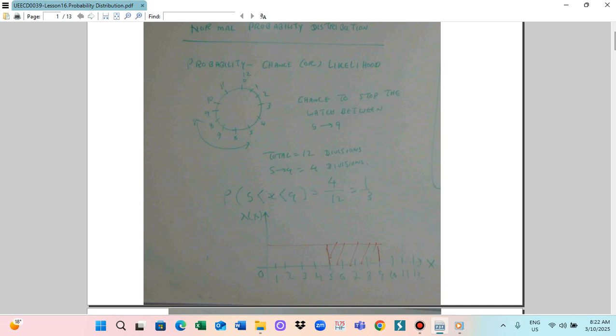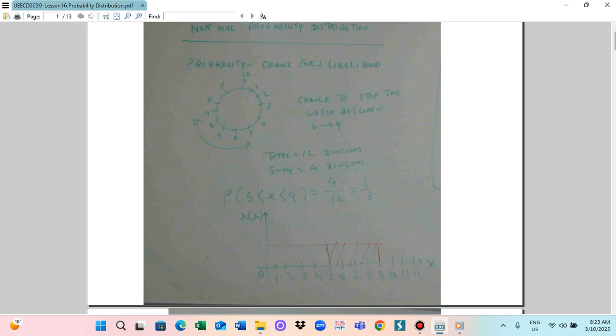This is a chance or likelihood. Chance or likelihood means that an event can happen, so the chance for that event to happen, this is what we call the probability. Okay, so we can see that there is a clock.